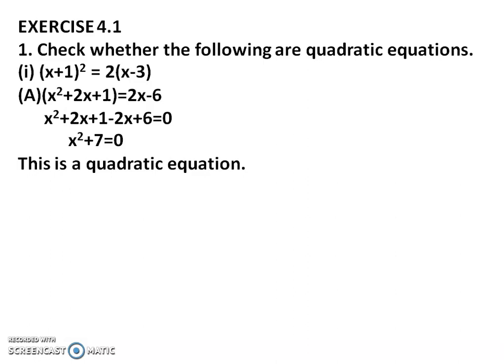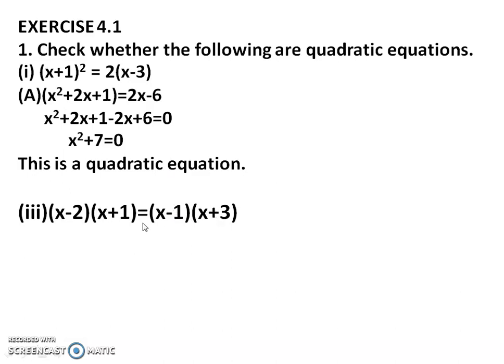Let's check the second question. Here you can see (x minus 2) into (x plus 1) equal to (x minus 1) into (x plus 3). As I told before, as you can see two brackets there, first remove the brackets. Here bracket is about multiplication. (x minus 2) into (x plus 1). Which identity will you use? You will use (x plus a) into (x plus b). Here also you will use (x plus a) into (x plus b).